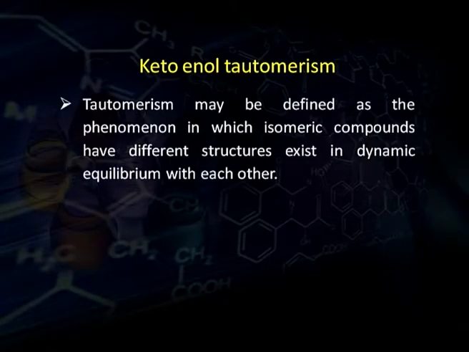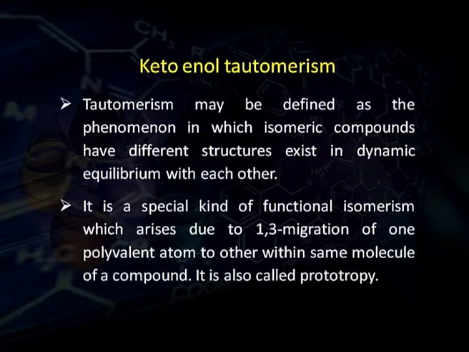Now, let us start. What is tautomerism? Tautomerism may be defined as the phenomenon in which isomeric compounds which have different structures exist in dynamic equilibrium with each other. It is a special kind of functional isomerism which arises due to 1,3 migration of one polyvalent atom to another within the same molecule. It is also called prototropy.